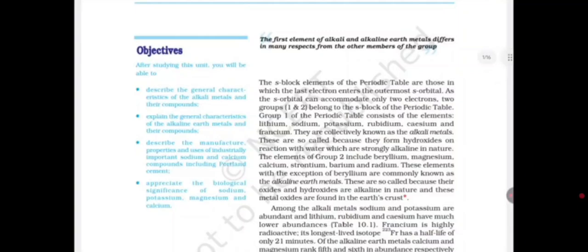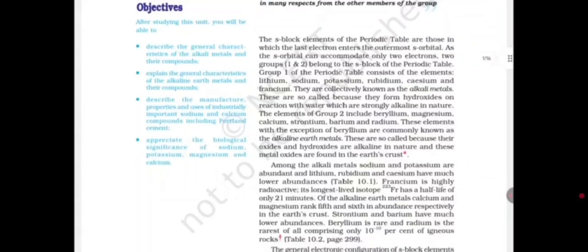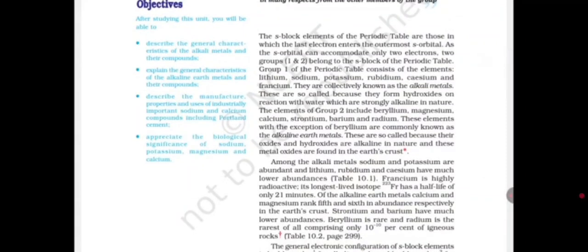The first element of alkali and alkaline earth metals differ in many respects from the other members of the group. The S block elements of the periodic table are those in which the last electron enters the outermost s orbital. As the s orbital can accommodate only two electrons, two groups 1 and 2 belong to the S block of the periodic table. Group 1 of the periodic table consists of the elements lithium, sodium, potassium, rubidium, cesium and francium.